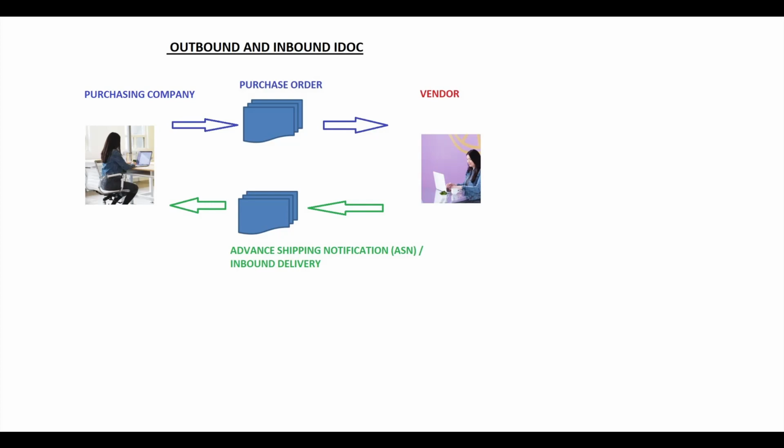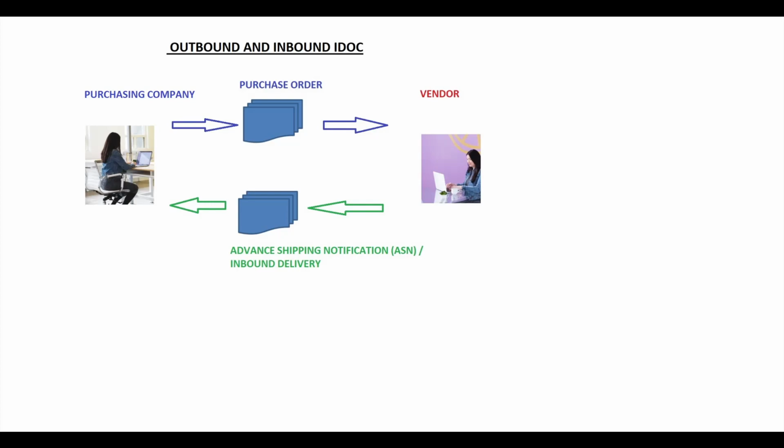So in a normal scenario, we create the purchase order and send it to the vendor, and then the vendor reviews the purchase order and sends a notification prior to the delivery. And in SAP, we call it inbound delivery or advanced shipping notification.